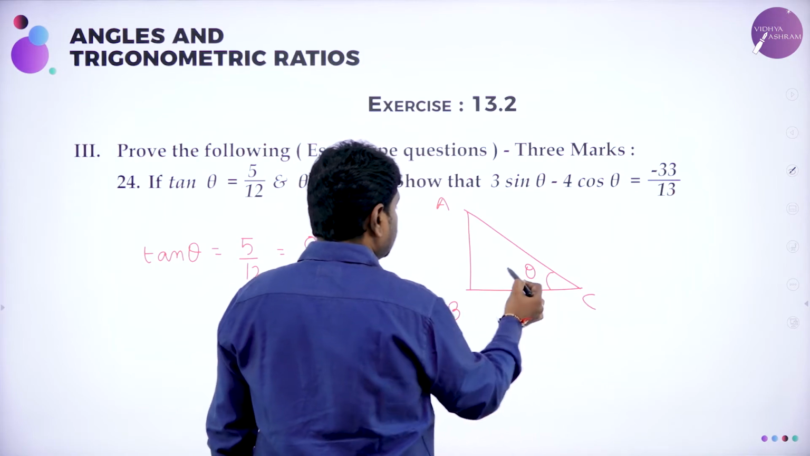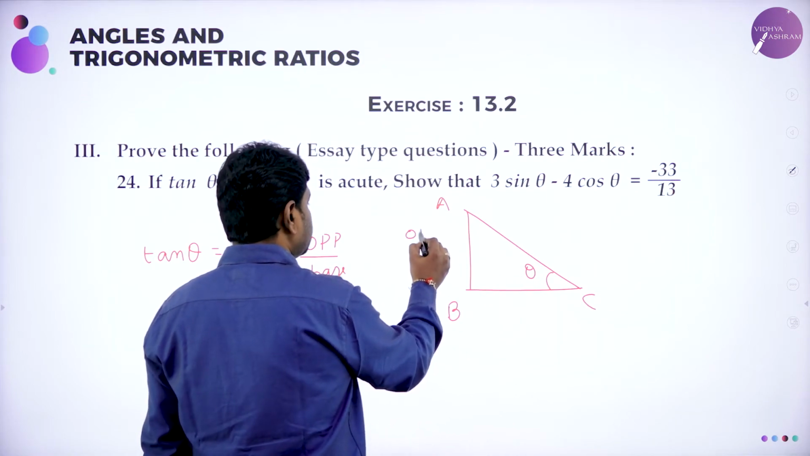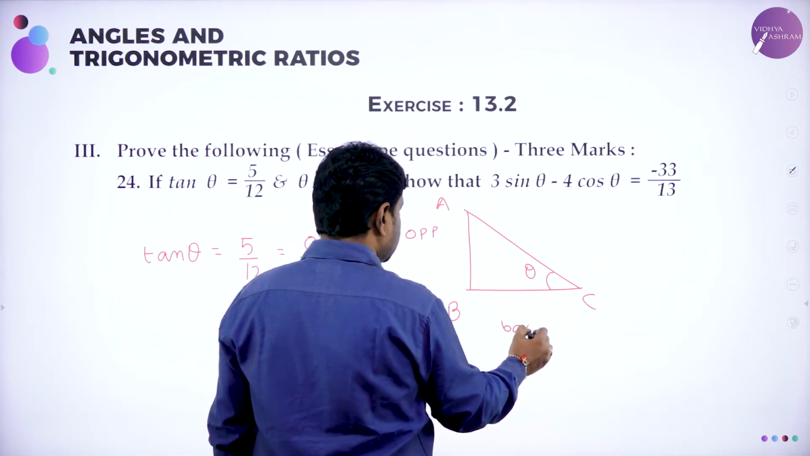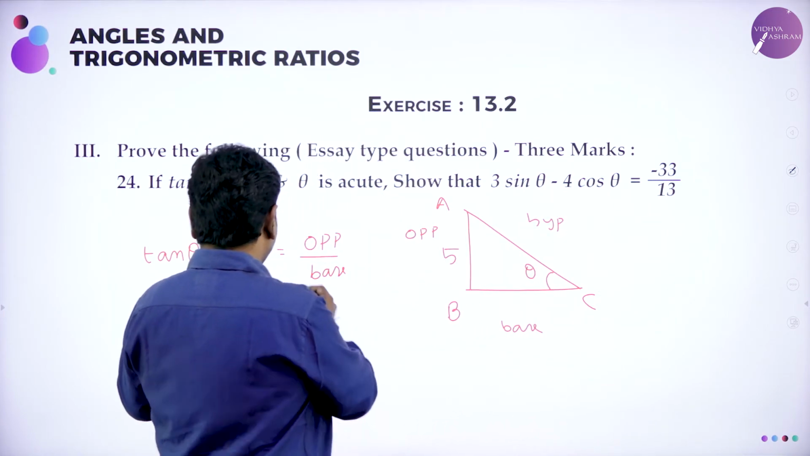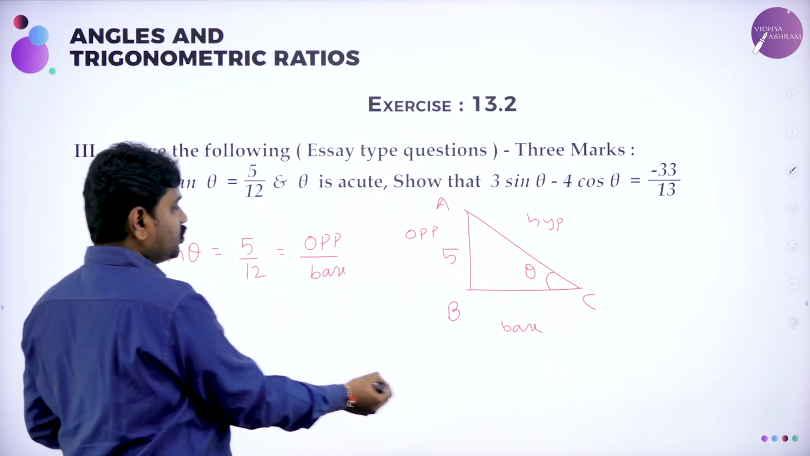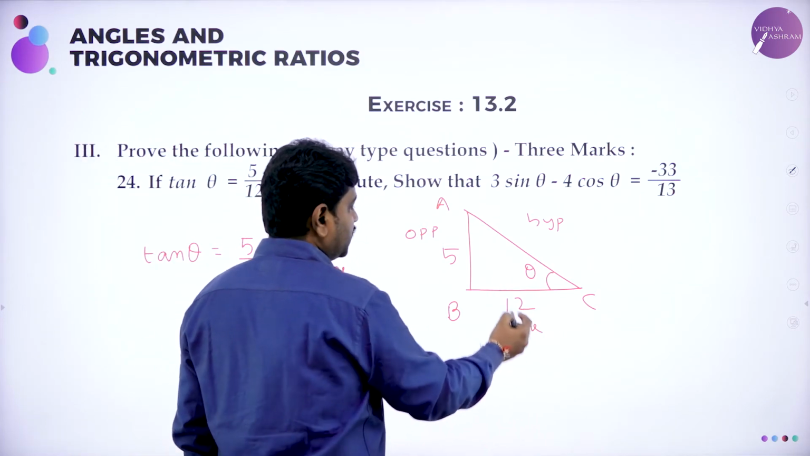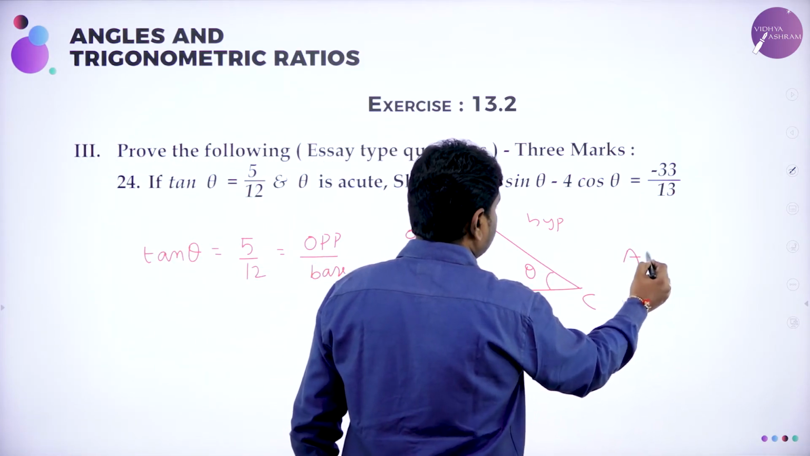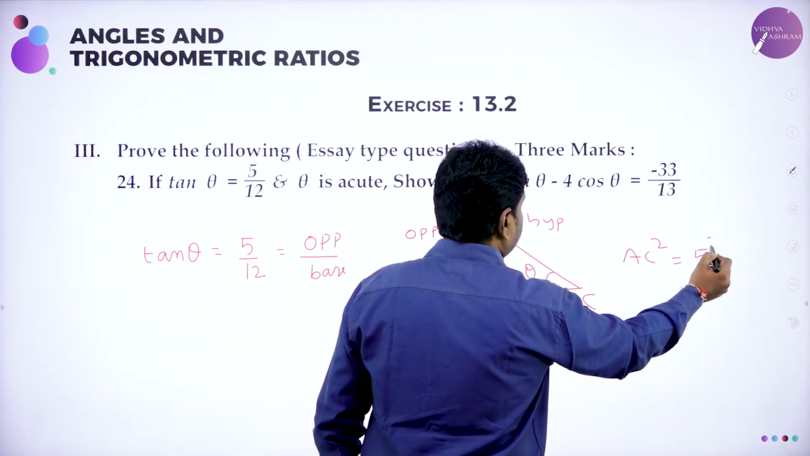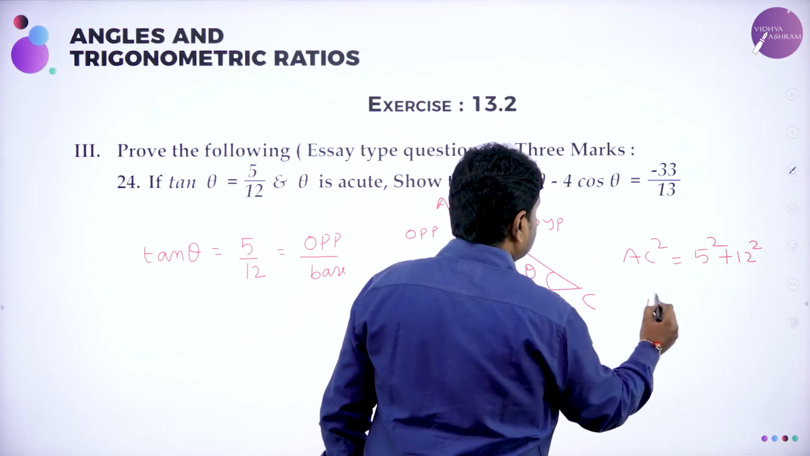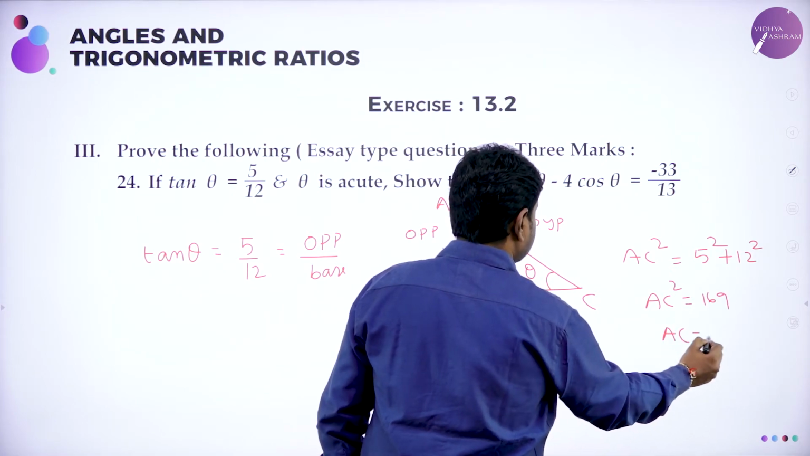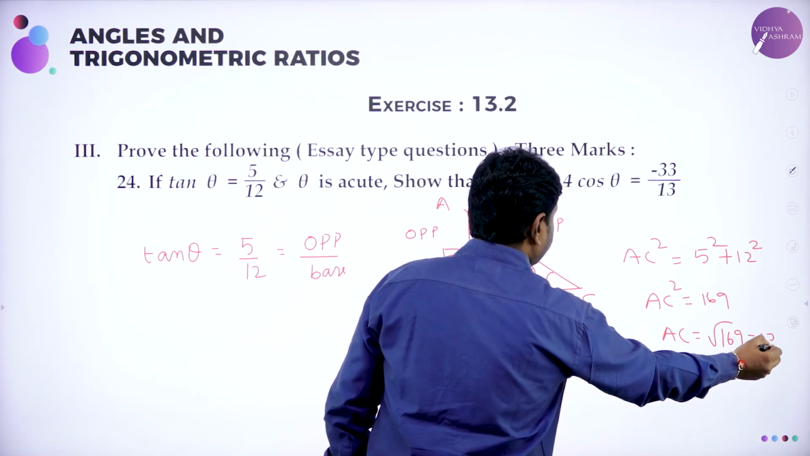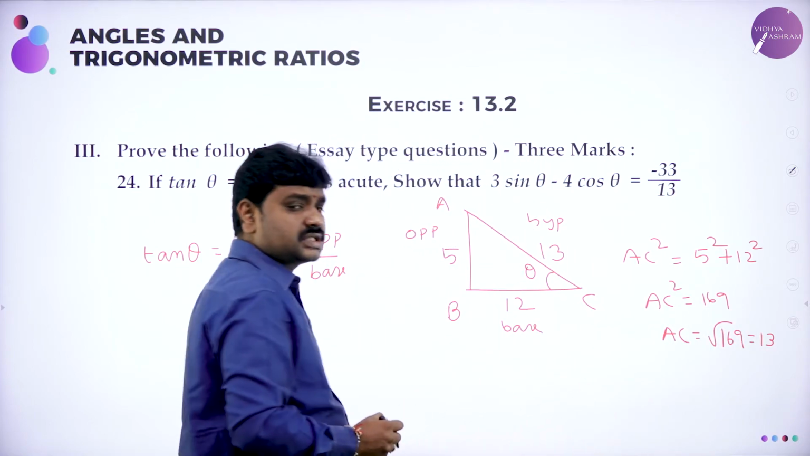If you construct a right angled triangle, so if you assume this is theta and the triangle is ABC, opposite to theta is the opposite side, and you know this is base and this is hypotenuse. Opposite side we have 5, and tan is opposite by base, which is 12. And by using Pythagoras theorem, AC square is 5 square plus 12 square. Solve this and you will get AC square as 169, AC is root 169, that is 13.